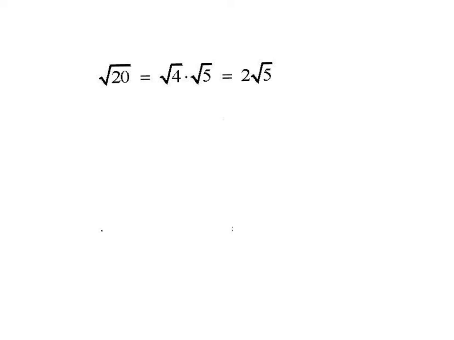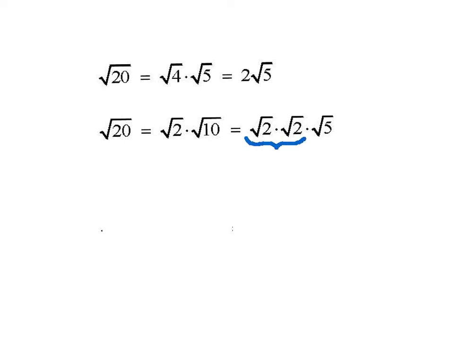Now that worked out really easily because 4 is a perfect square. But suppose when you first looked at the problem, you didn't think of 4 times 5. Suppose you thought of 2 times 10. There's nothing wrong with that, and we can still get where we're trying to go by breaking down the 10 into radical 2 times radical 5. Then we can group the 2's and end up with our same answer again. Let's try one more example just to make sure it's clear.